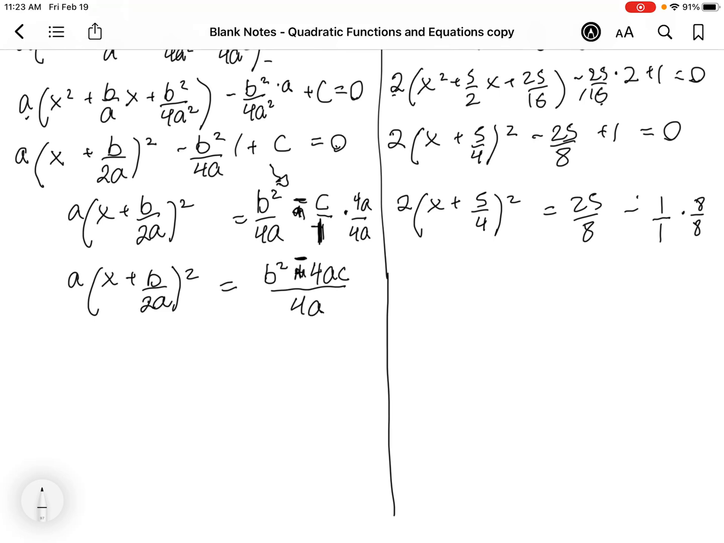Okay, now on this side, 2 times x plus 5 over 4 squared equals, now this is also all over 8. And now 25 over 8 minus 8 over 8, the denominator is 8, 25 minus 8 is 17 over 8. Okay, now what I'm going to do is I want to isolate this perfect square trinomial. So I've got to divide both sides by a on this side. And on the right side, with the numerical example, I've got to divide both sides by 2. So to make things a little easier for myself, I'm just instead going to multiply by 1 over a.